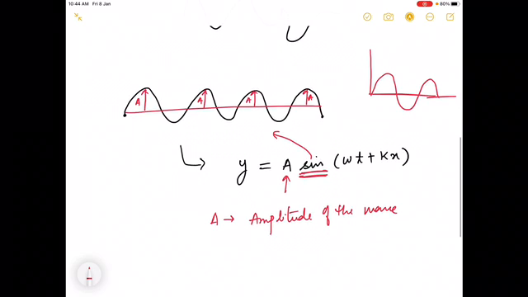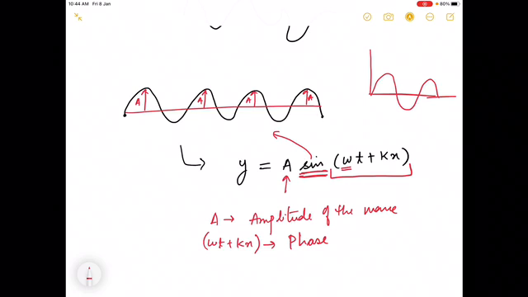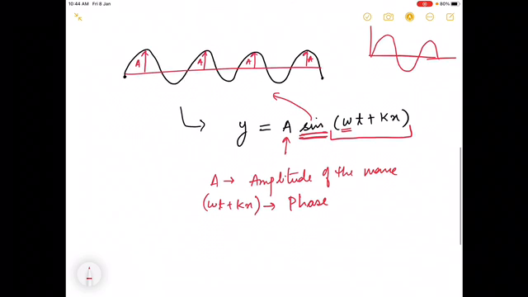Now what is omega? One more thing: the thing that is inside your sine, the angle, that ωt + kx is what you call the phase of your wave. Whatever is written inside the sine, in the angle's place, that is your phase in this particular case. You have to understand that. So ωt + kx is the phase of your wave. I hope that is understandable to everyone.